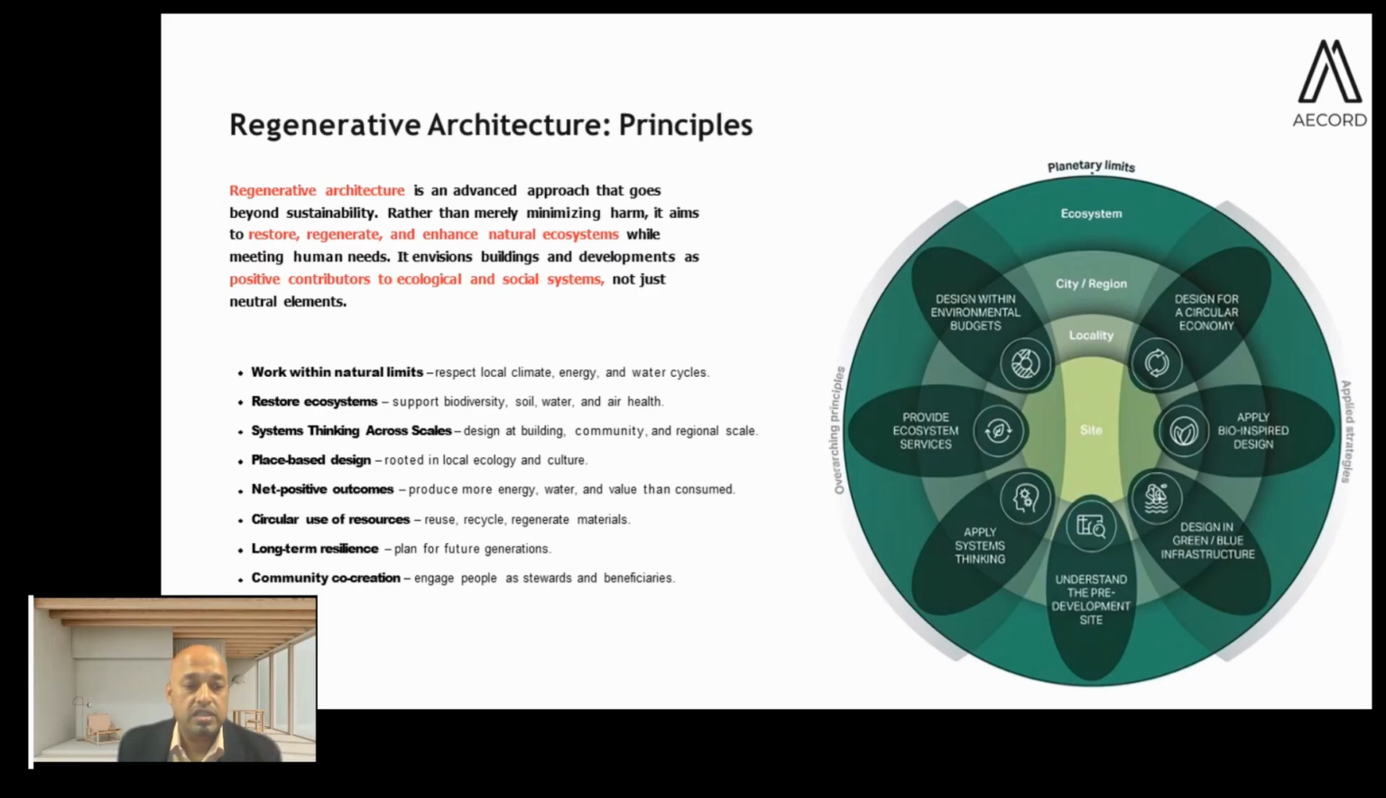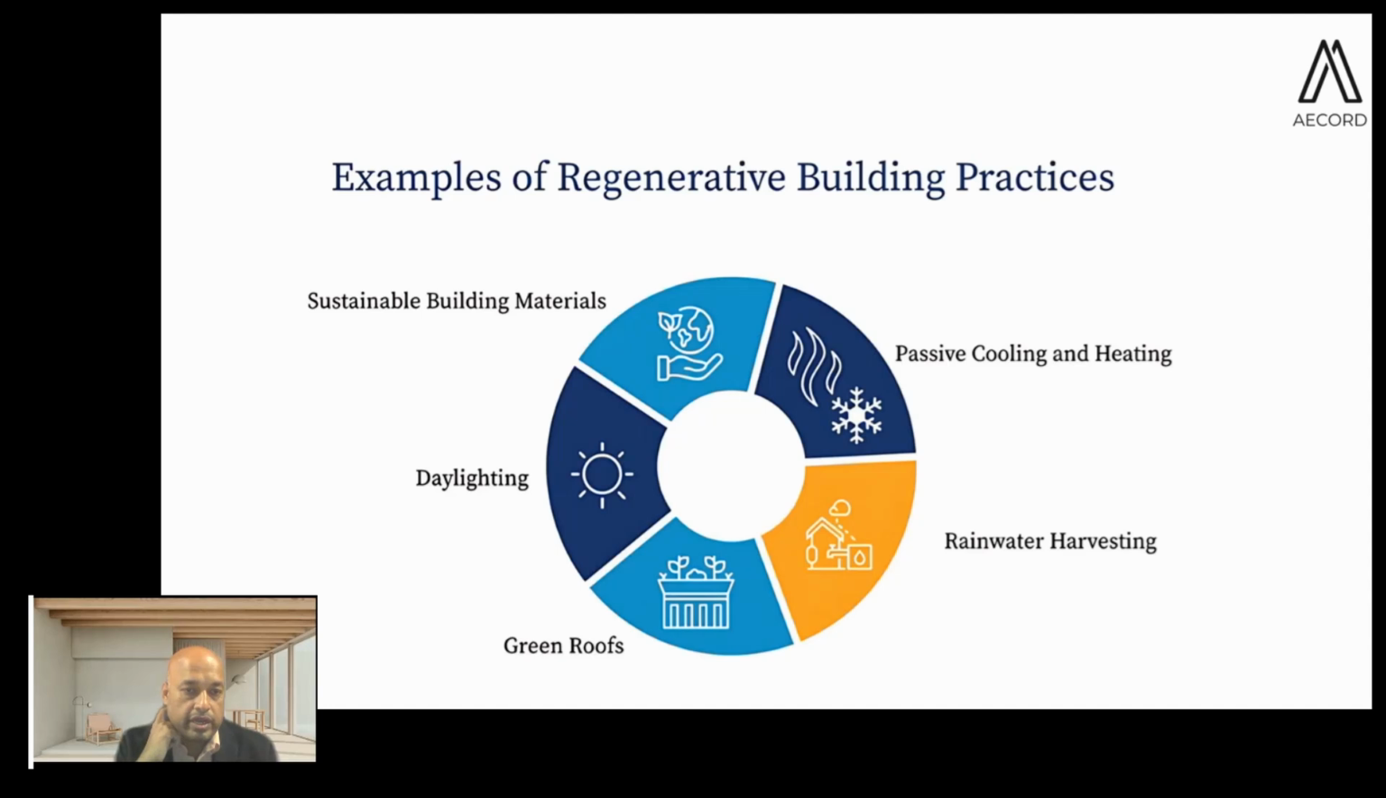And long-term resilience is planned for future generations. Most projects today are designed keeping in mind future modifications and future resource utilization which may change, and how robust or resilient your building systems and planning are. So, examples of regenerative building practices, as we mentioned: when we specifically talk about buildings, we talk about sustainable building materials, passive cooling and heating, daylighting, green roofs, and rainwater harvesting. So again, if we get into the smaller circle of buildings, these are the aspects.